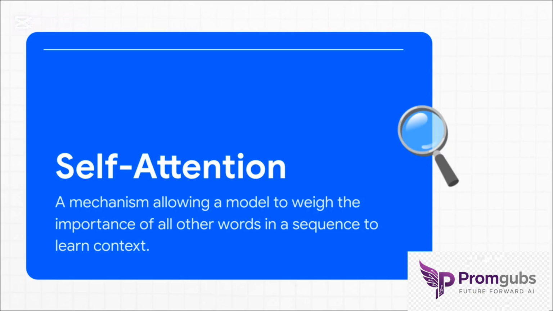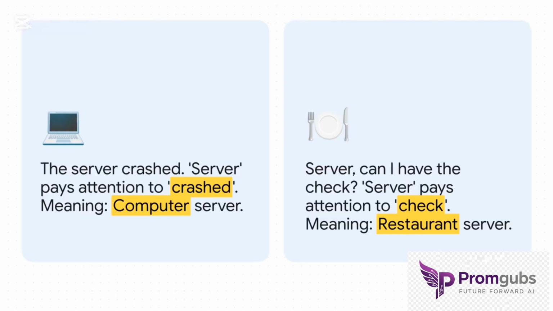It's a mechanism called self-attention. And here's what it does. Instead of just looking at the word that came right before, self-attention lets the model look at every other word in the sentence, or even the whole document, and decide which of those words are most important for understanding the current word. It learns relationships, it learns dependencies, no matter how far apart those words are. It learns context.